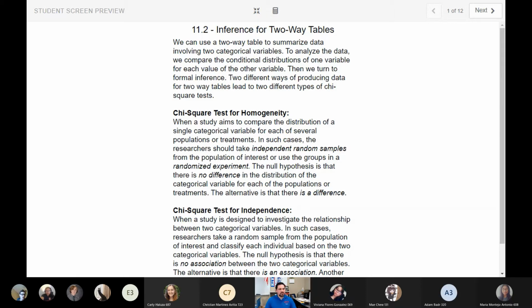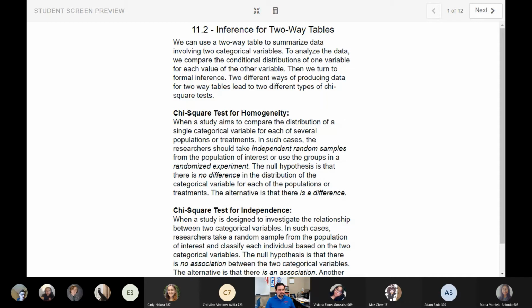All right, we can use a two-way table to summarize data involving 2 categorical variables. To analyze the data, we compare the conditional distributions of one variable for each value of the other variable. Then we turn to formal inference. 2 different ways of producing data for two-way tables lead to 2 different types of chi-square tests. We have our chi-square test for homogeneity.